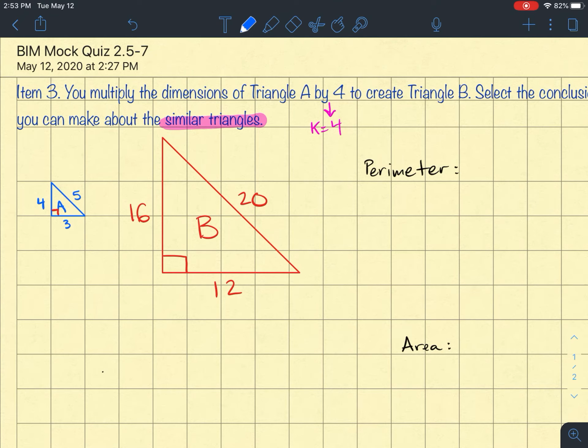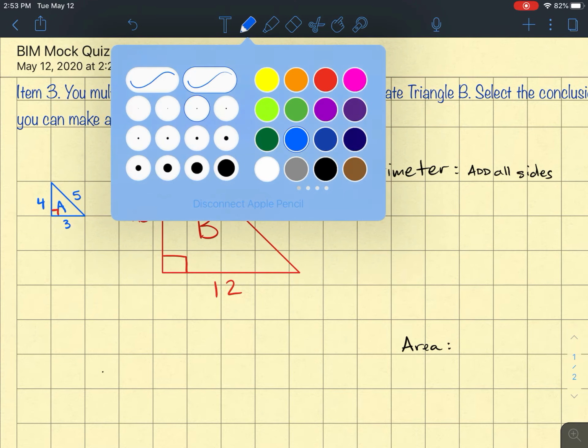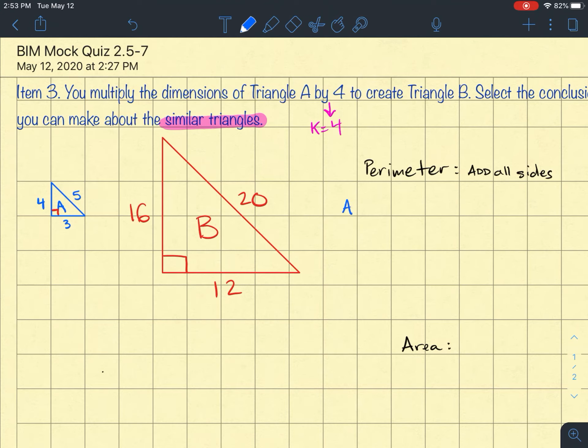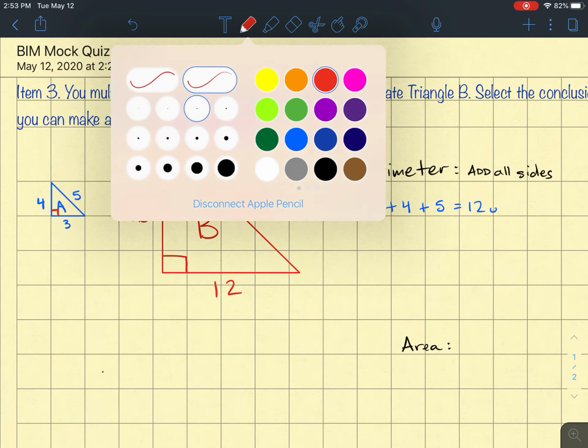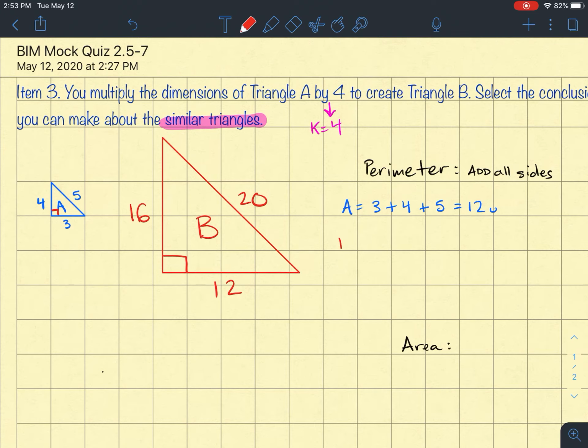So the perimeter, if you remember, you just do what? You add all sides for the perimeter, right? And that goes for any shape. And so for triangle A, we have a 3 plus a 4 plus a 5, and we get 12 units for the perimeter of the little triangle, triangle A. Triangle B, remember all we did was we multiplied each side by 4, right? We multiplied each side by 4.